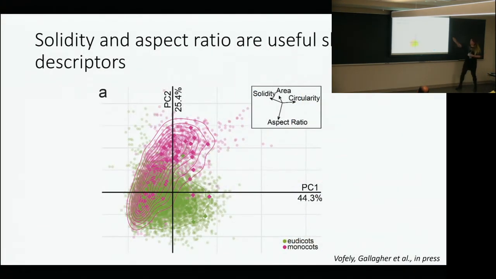So that circularity in some ways is influenced by both of these parameters. So we decided it wasn't very specific. These were slightly more specific.